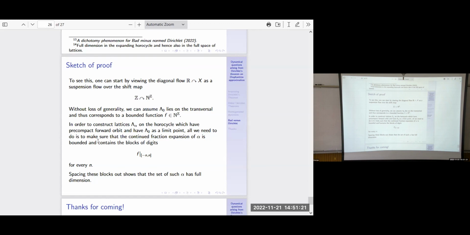I'm curious about what you said at the very end, that this is done by symbolic dynamics. We spoke about this transversal, right? Yeah, so we use a transversal for SL2R mod SL2Z. Okay, I was asking you about transversals.